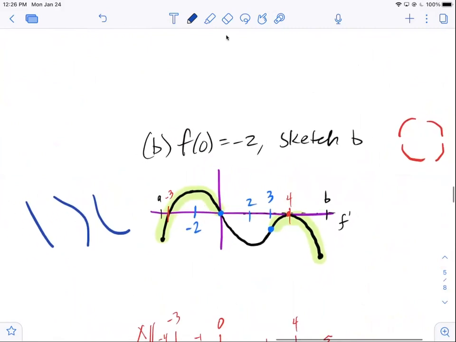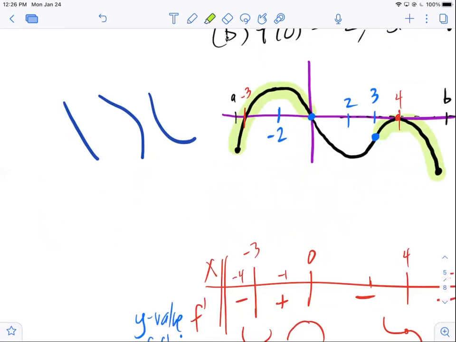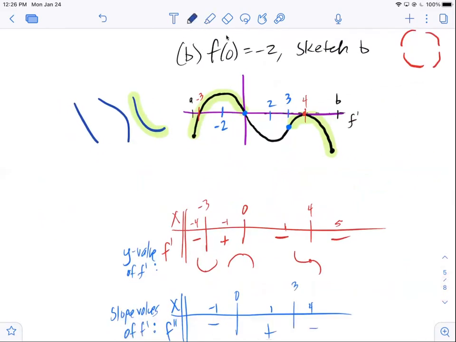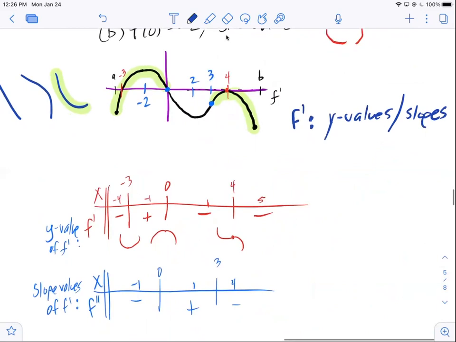On the interval from 0 to -3, the slopes of f prime are positive. When the slopes of f prime are positive, the second derivative is positive, and my graph is concave up. So I know it's going to look like that, okay? So what I like to do in my head is, in this order, I look at the y values, and then I look at the slope values. And this is on the graph of f prime. Okay, so in this case, my y values are negative and my slope values are positive.